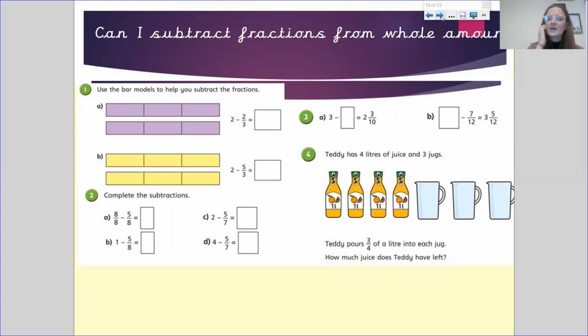And then Teddy has 4 liters of juice and 3 jugs. If he pours 3/4 of a liter into each jug, how much juice does Teddy have left? You can use the bar charts to help you or a number line to help you. So please feel free to do that.